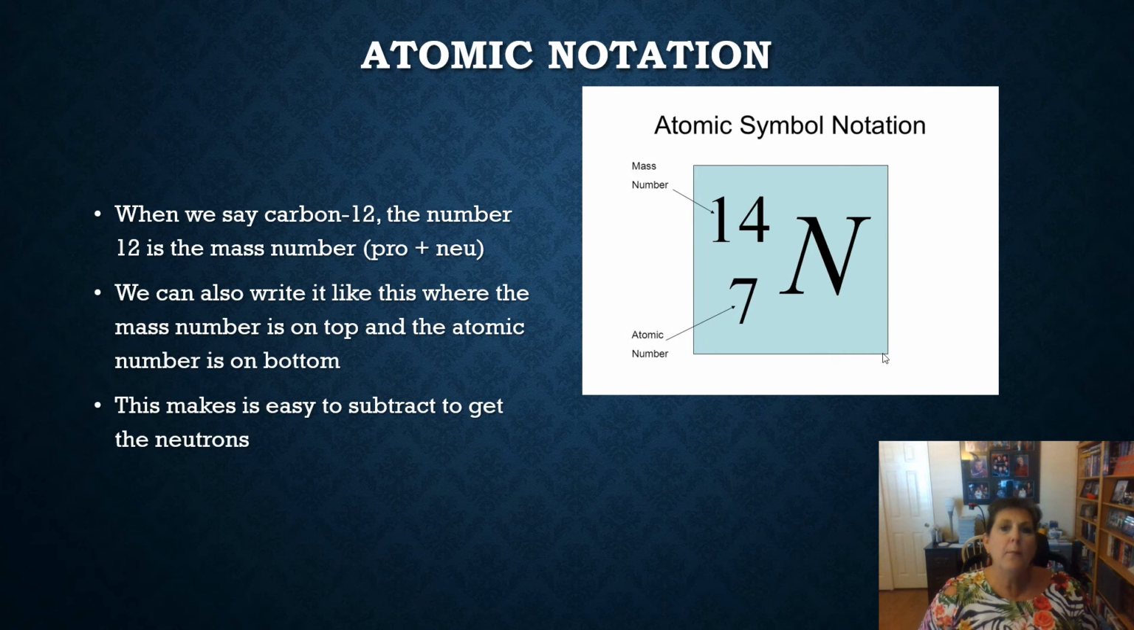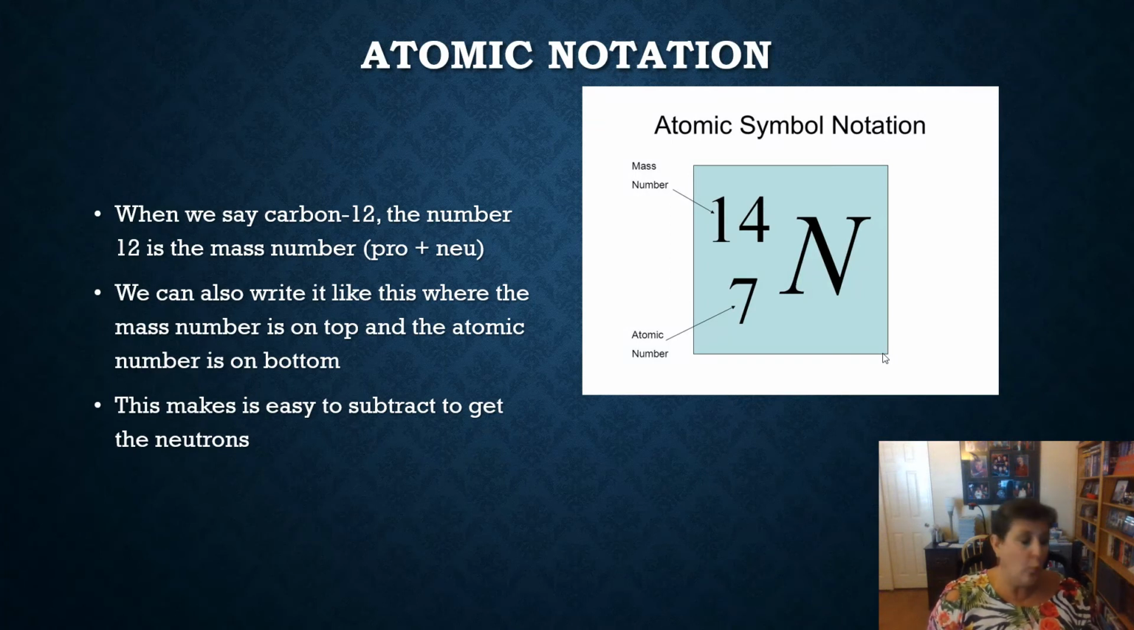Now, where do you get the mass number from? Well, when I say carbon 12, the number 12 is the mass number. In other words, 12 is protons plus neutrons. This would be nitrogen 14. 14 is protons plus neutrons.